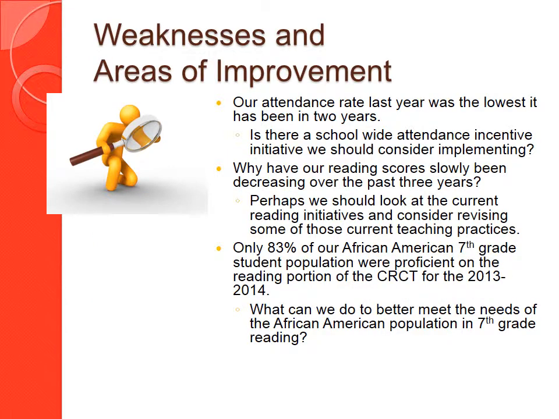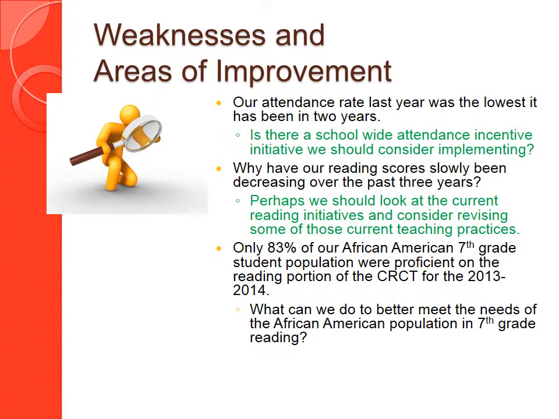Now, some weaknesses and areas of improvement. I'm going to highlight 3 different weaknesses or areas of improvement. The first one being our attendance rate. For the last 2 years it was the lowest that it has been. So we might want to consider a school-wide attendance incentive initiative that we might want to implement here. The second thing we're going to look at is why have our reading scores slowly been decreasing over the past 3 years. Perhaps we should look at the current reading initiatives and consider revising some of those current teaching practices.